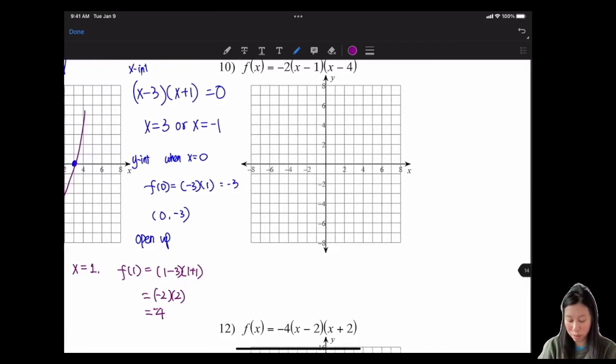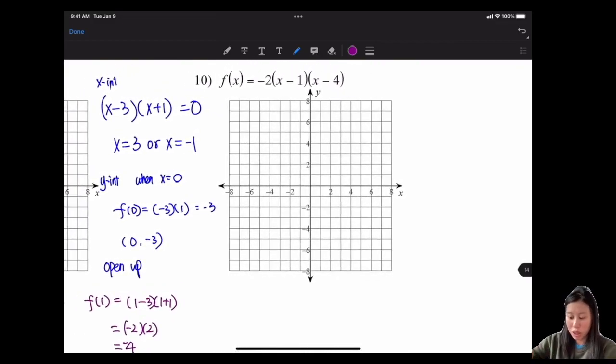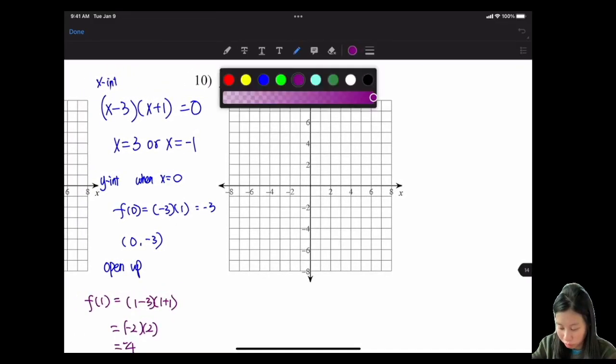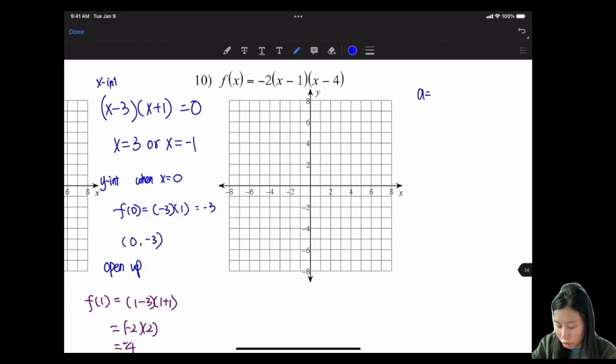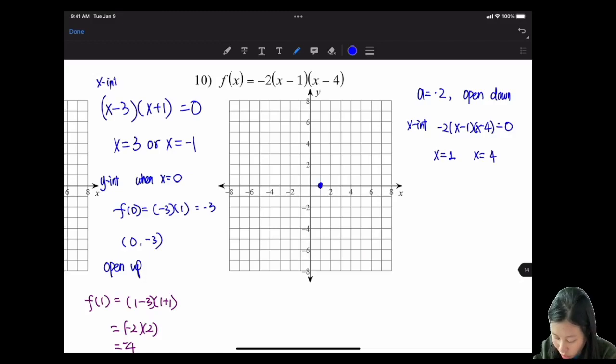Okay, let's do another example. So here, a equals -2. So we know the parabola is going to open down. And then the x-intercepts are easy to find, which are 1 and 4, because you set the equation equal to 0, and then you find that the first x-intercept is when x equals 1. The second one is when x equals 4. 1 and 4.